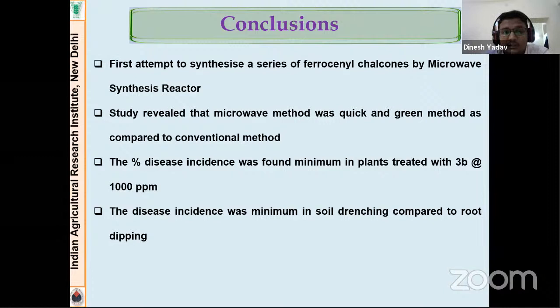This is the first attempt to synthesize a series of ferrocenyl chalcones using microwave methods. The method was quick and green compared to the conventional one, because the reaction time was 1 to 5 minutes compared to 10 to 40 hours, and less solvent is used in the microwave method. Disease incidence was minimum in plants treated with 3B at 1000 ppm. Also, the soil drenching method was more effective than root dipping.